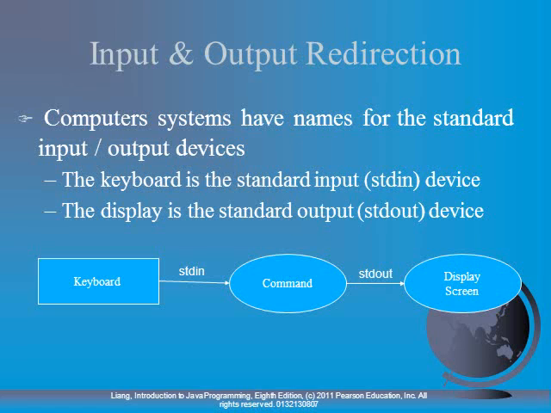Well, by redirection, we mean that we can direct our program to look for input from a file, or to record the output to a file instead of the standard in device, the keyboard, or the standard output device, the display. So we're redirecting the program to read from the file instead of the keyboard.